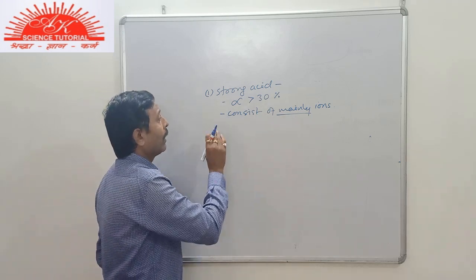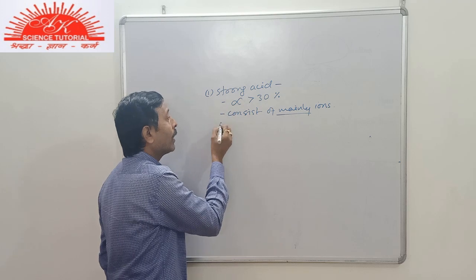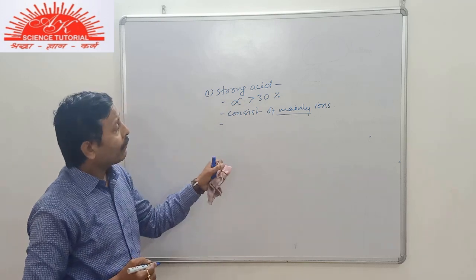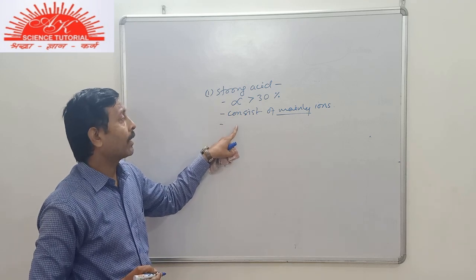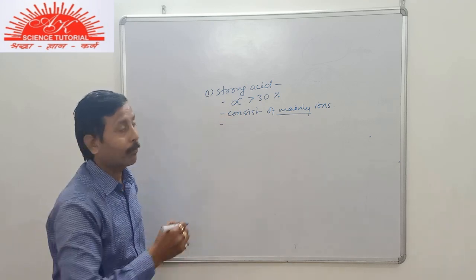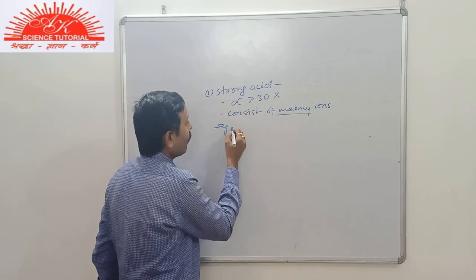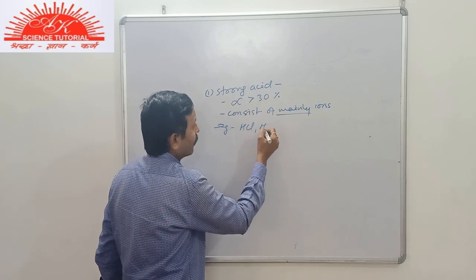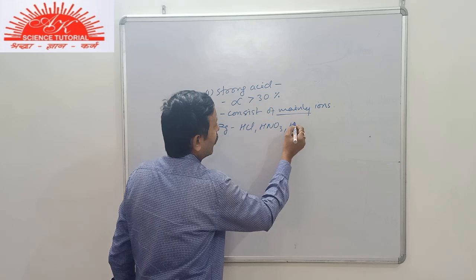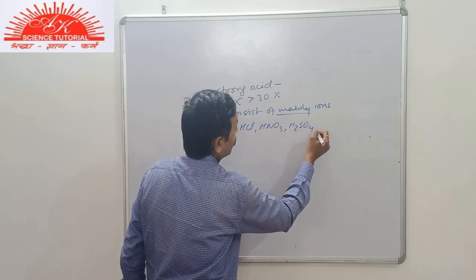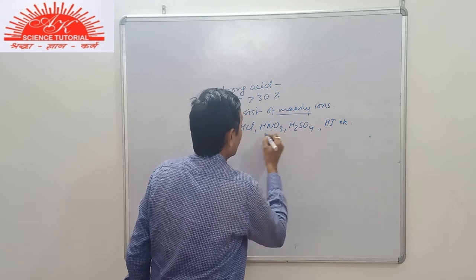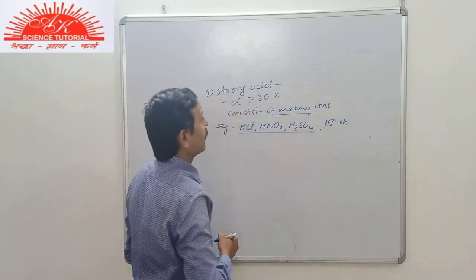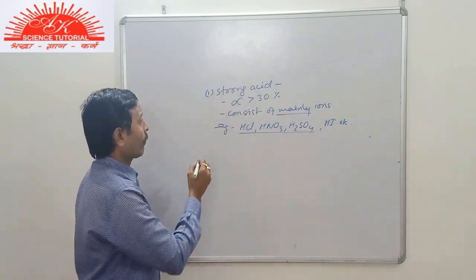Now further we see that it will be a good conductor of electricity. Means if the circuit is completed using it as electrolyte, then the bulb will glow brightly. Examples: HCl, HNO3, H2SO4, HI, etc. These three are given in the syllabus also.